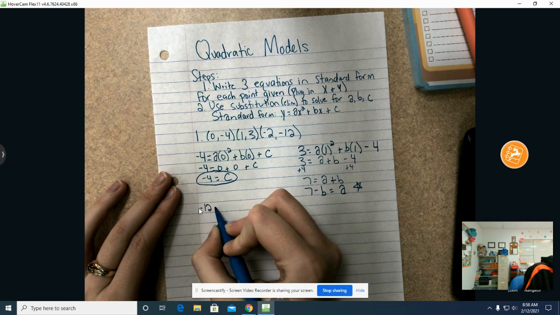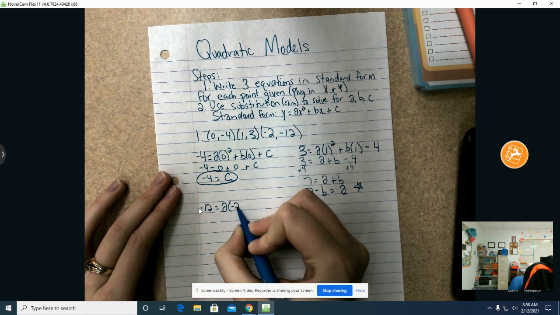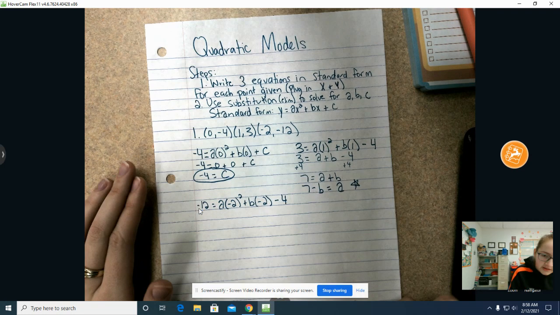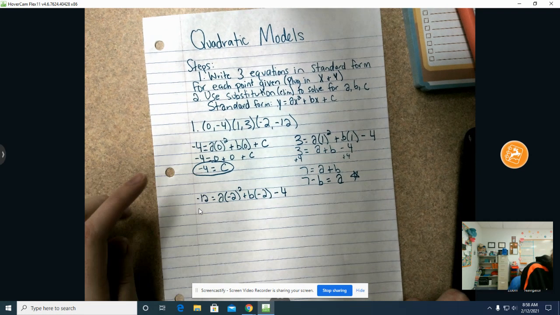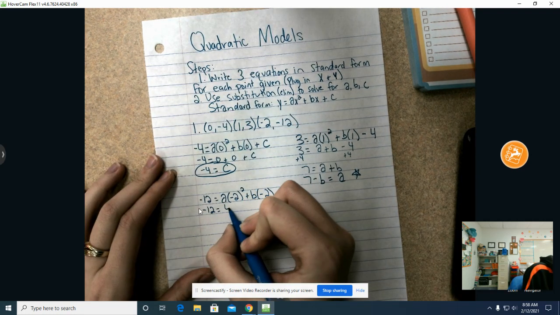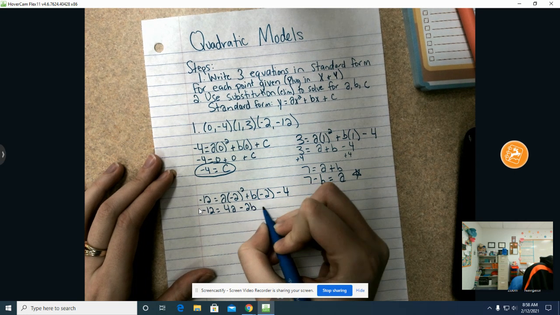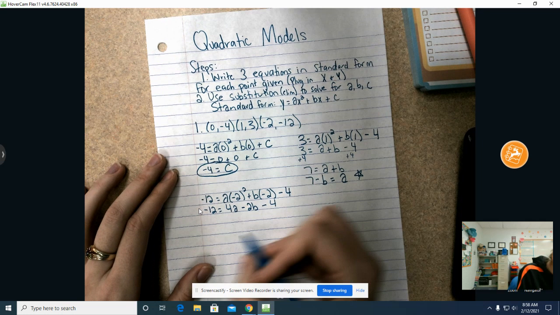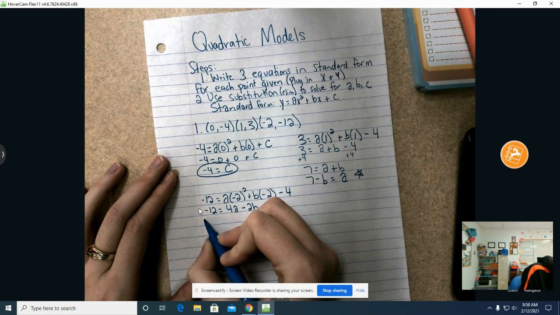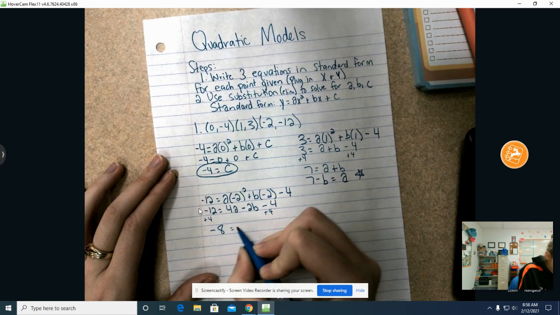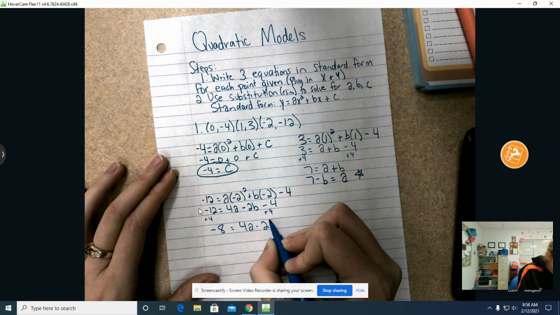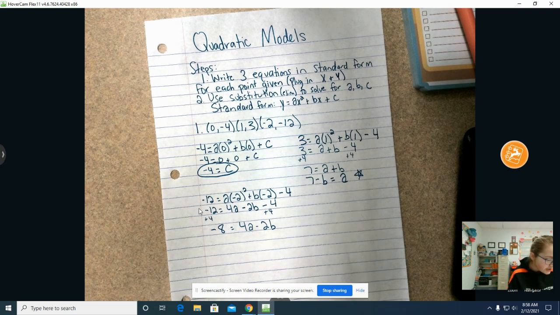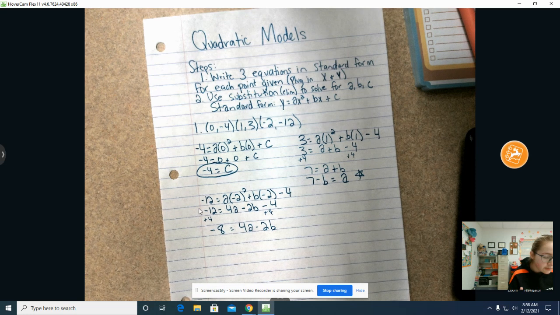We're going to have -12 equals a times -2 squared plus b times -2 minus 4. Remember, the -4 comes from our c. So negative 12 equals 4a minus 2b minus 4. Then we're able to move our 4 over, so we'll add 4. We're going to have negative 8 equals 4a minus 2b. And then we're going to have to see what we can do next.